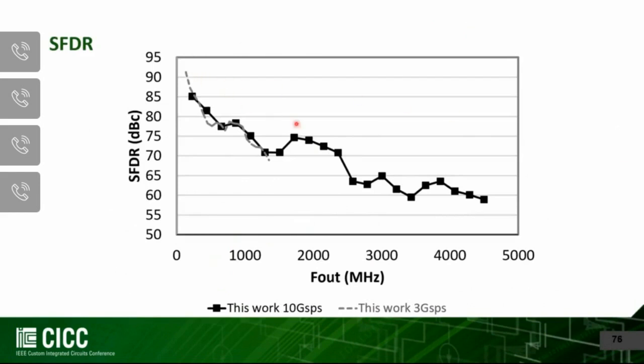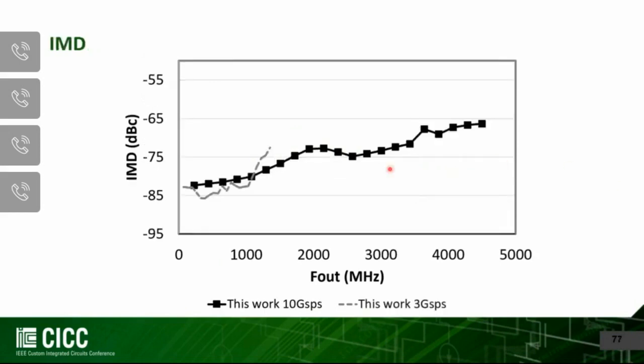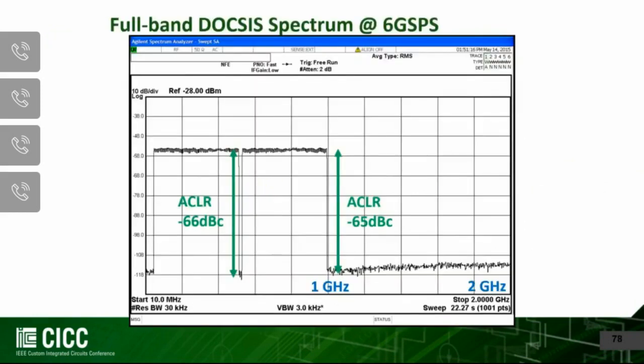So this is the corresponding SFDR plot when the DAC is clocked at 3 gigasamples per second. This is the dashed curve, and at 10 gigasamples per second, that's the solid black curve. And this is the intermodulation distortion curve for 3 gigasamples and 10 gigasamples per second.